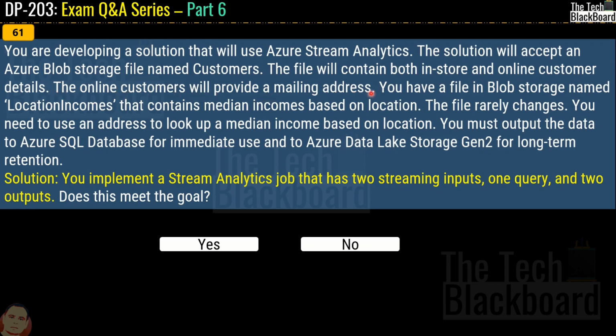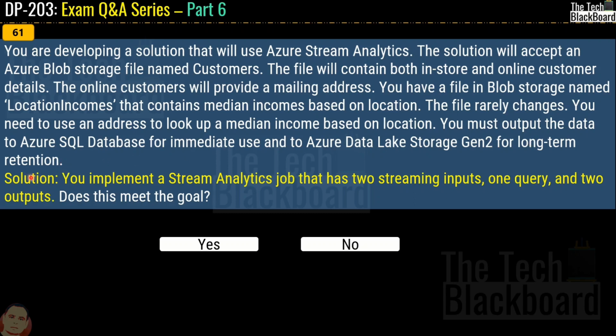Now the question says that you have a file in blob storage named location incomes that contains median incomes based on location. The file rarely changes and you need to use an address to look up a median income based on location. You must output the data to Azure SQL database for immediate use and to Azure Data Lake Storage Gen2 for long-term retention.